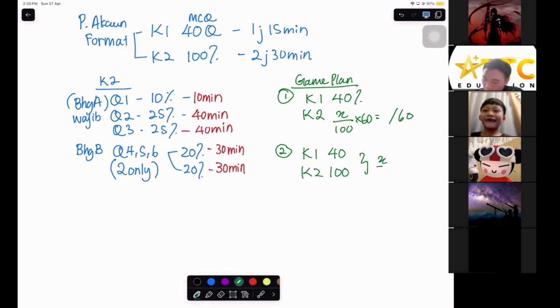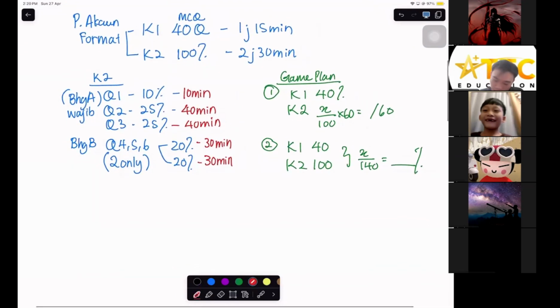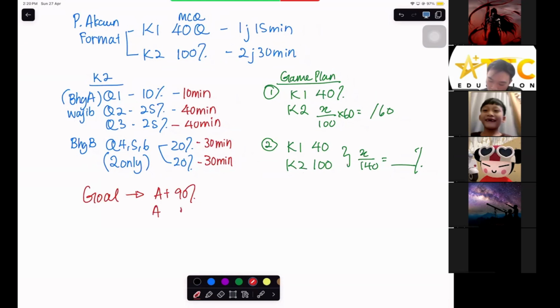So X over 140 will be your final marks. So what will be your goal? That's your important thing to consider. The goal is important. What do you want? You want A plus, 90 marks; A, that will be 80 marks; A minus, 70 marks.